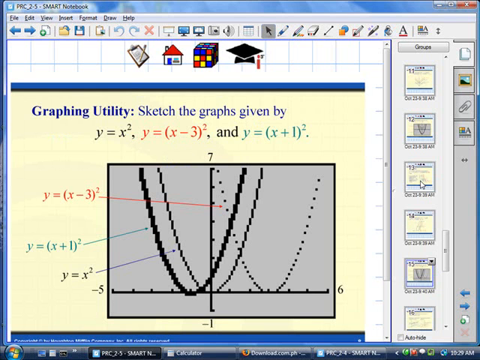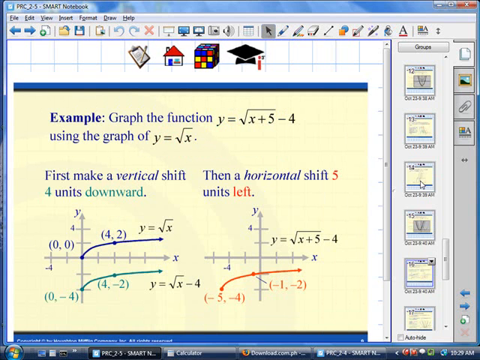So eventually what's going to happen, we're not there yet, but eventually, can we have vertical and horizontal shifts in the same problem? Yeah.